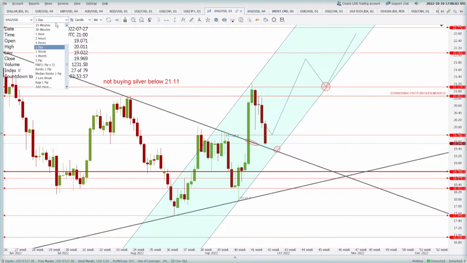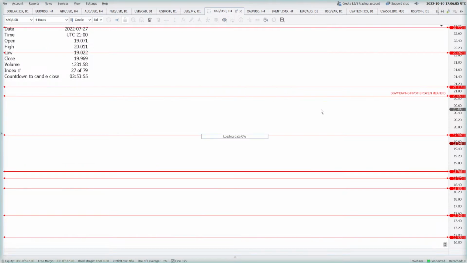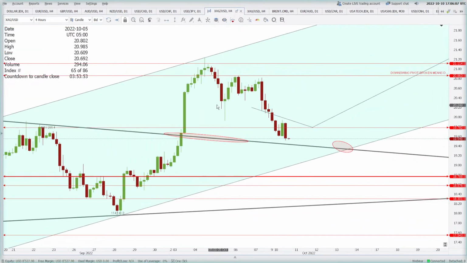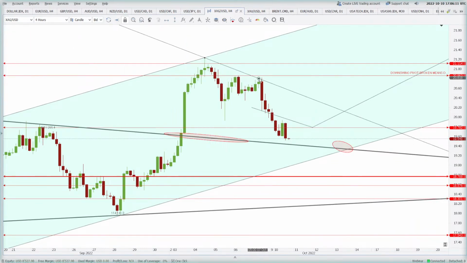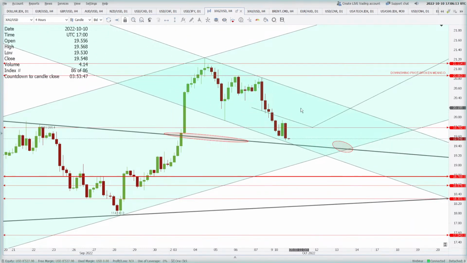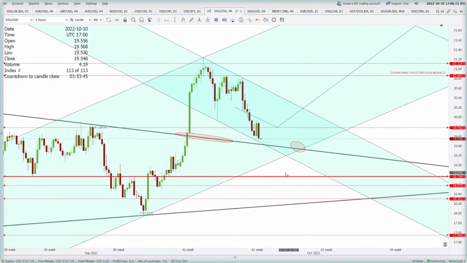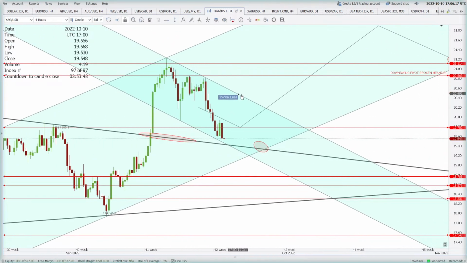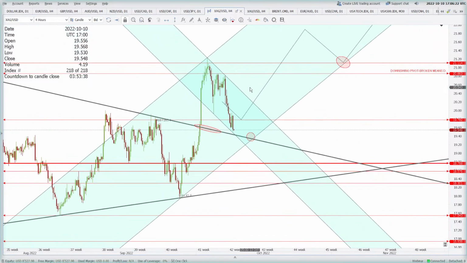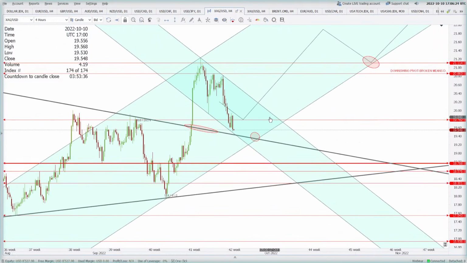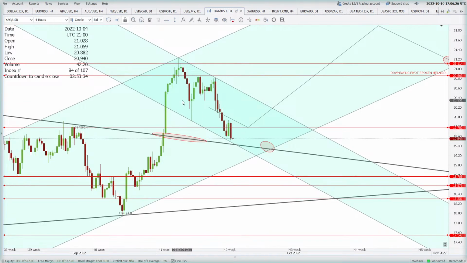Now, how can you say that the buyers have taken control of the market? You just create a counter trending channel by joining the recent highs and lows like this. When this counter trending channel is broken to the upside, that means buyers are now in control of the market. But right now it looks like only sellers are trying to take control of the market. All right, guys, this is simple.